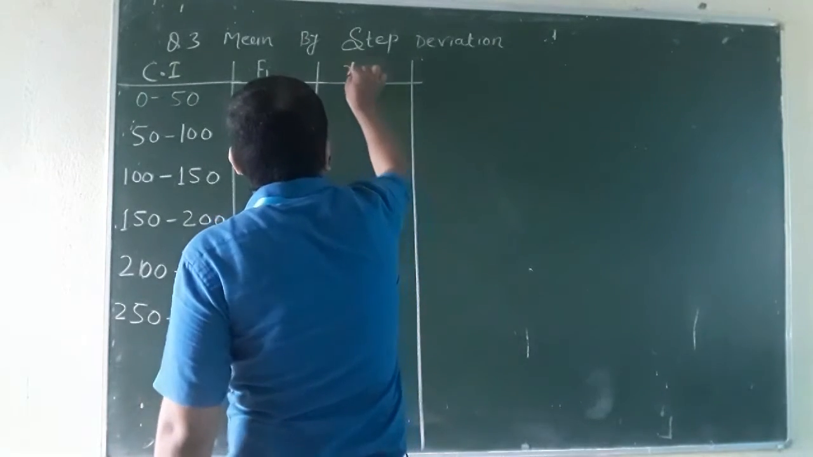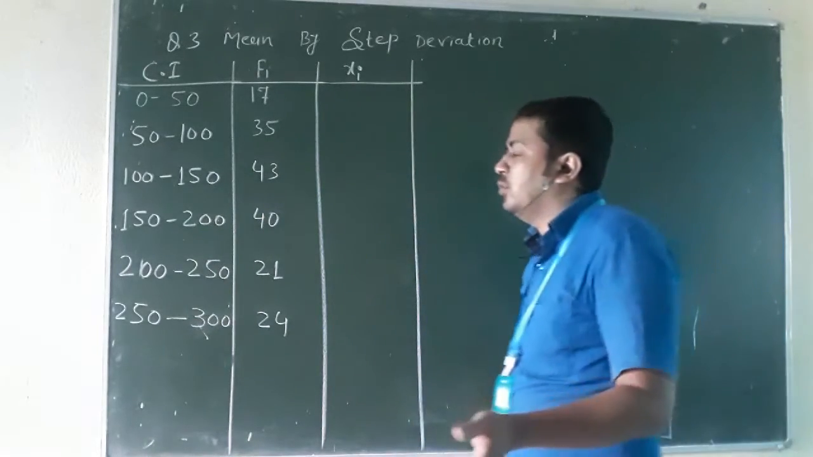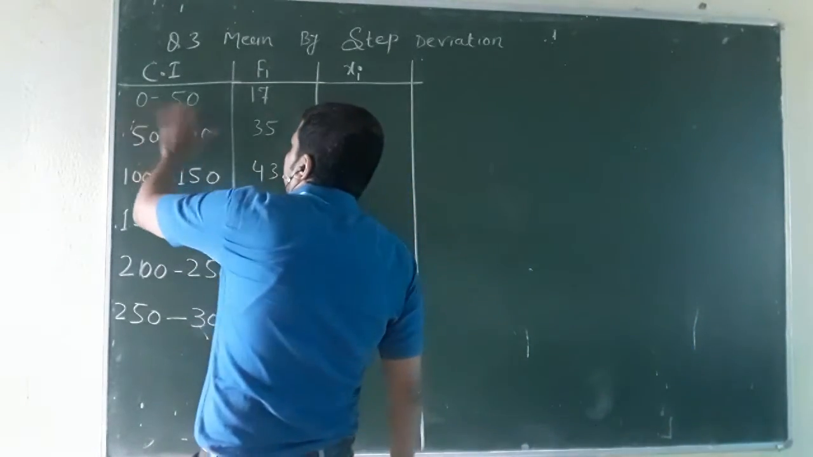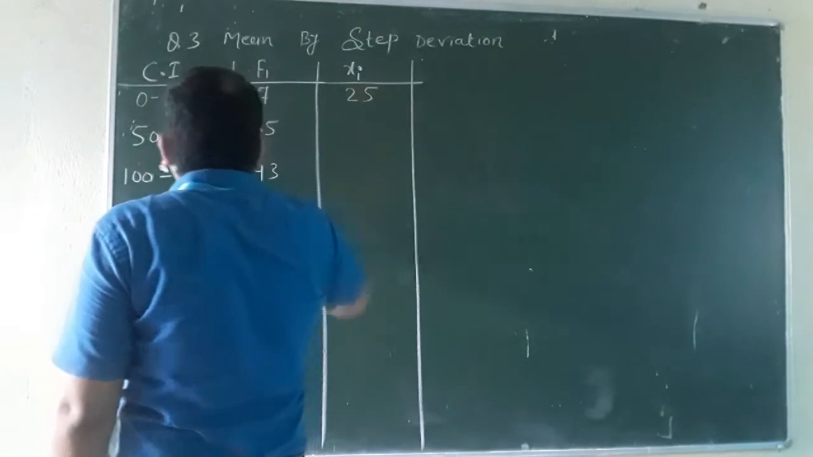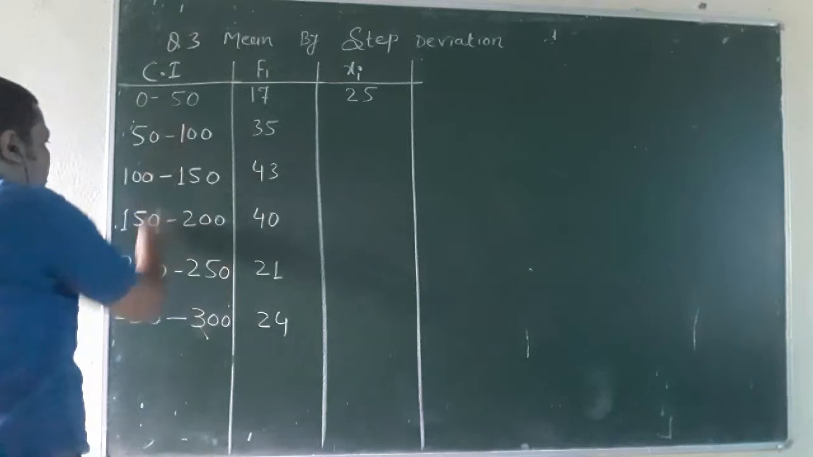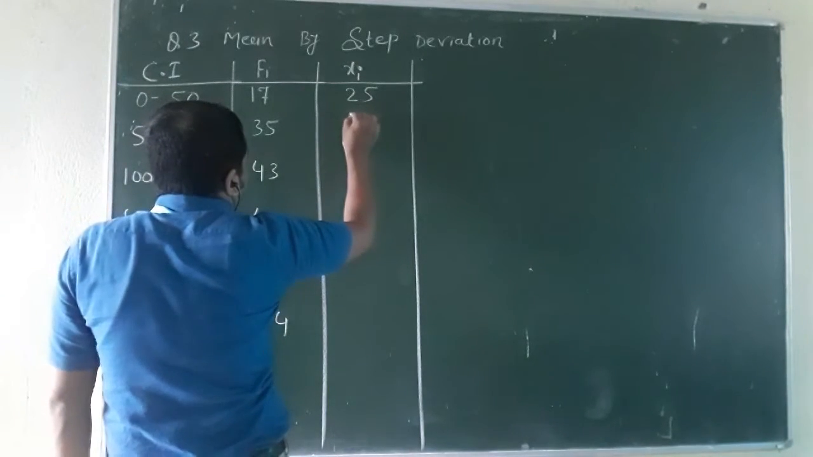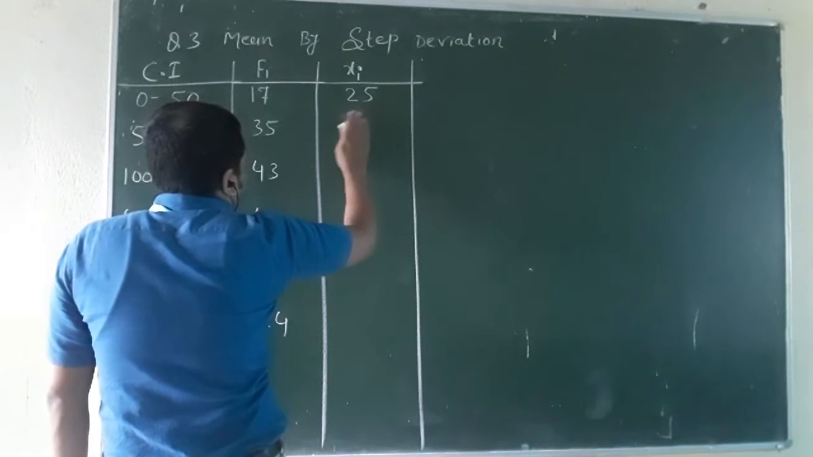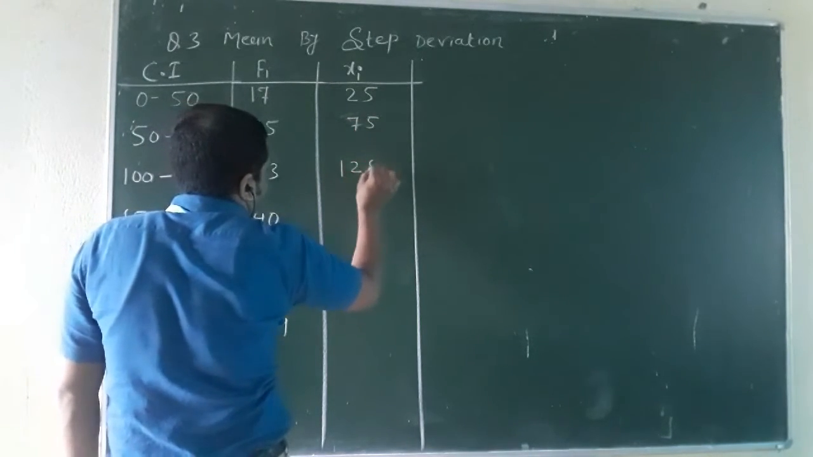Again we have to find xi, that is the mid value of each class interval. As you know, you can easily predict that between 0 to 50 the middle position will be 25. Now as there is a common difference of 50, add 50 here, it will be 75. For this one it will be 125.